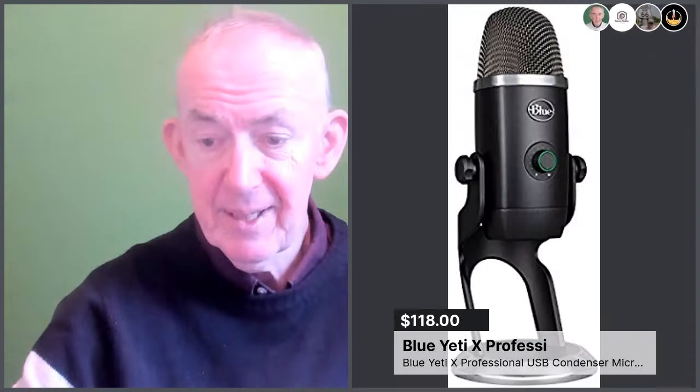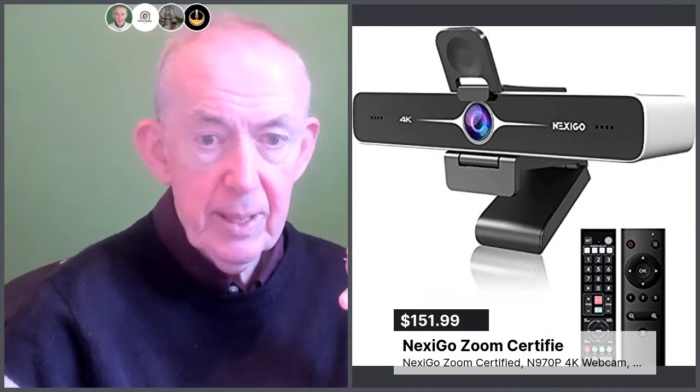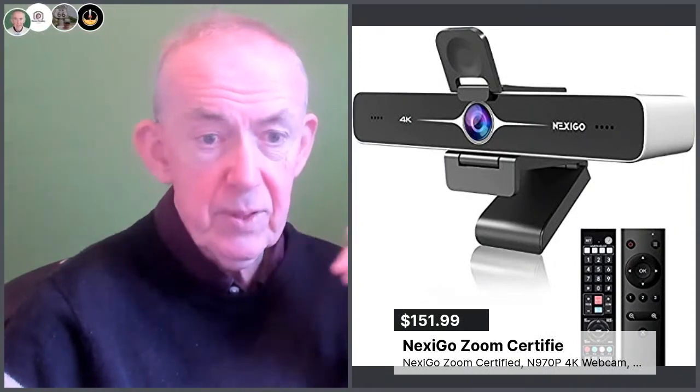Then my favorite topic, as everybody knows, is cameras. And I talk about the Obspot Tiny, which is a PTZ camera, which can pan, tilt and zoom. It's my favorite camera as far as moving cameras are concerned. The camera which gives the clearest picture is the Nexigo N970p, which is Zoom certified. Then my old favorite, the Logitech Brio.